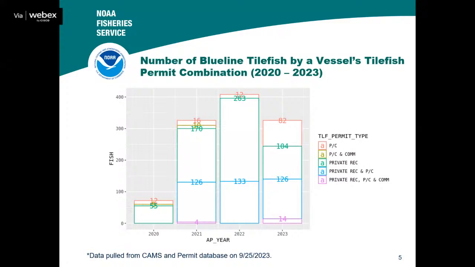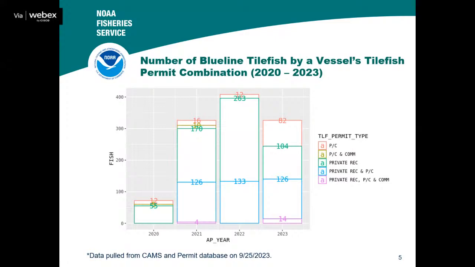The purple color was a vessel that had the private rec permit, party charter, and a commercial permit. And then a little bit surprising, we also had fish reported through the rec tilefish program that just had a party charter tilefish permit or a party charter and commercial permit.